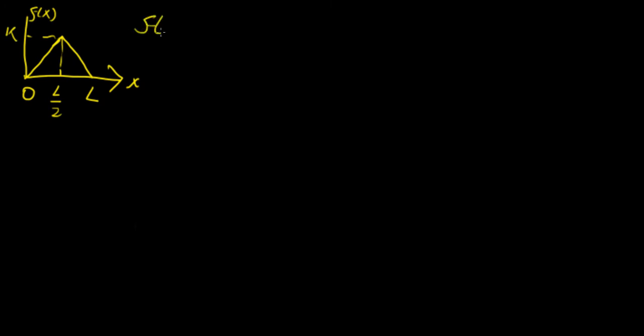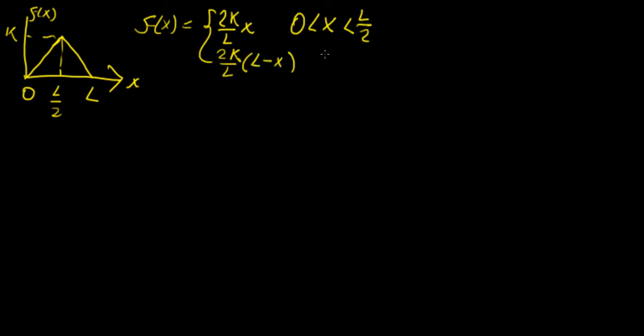So basically the way we're going to write this mathematically is as 2k over L times x, for x between 0 and L/2, and then 2k over L times (L minus x) for the range L/2 to L.